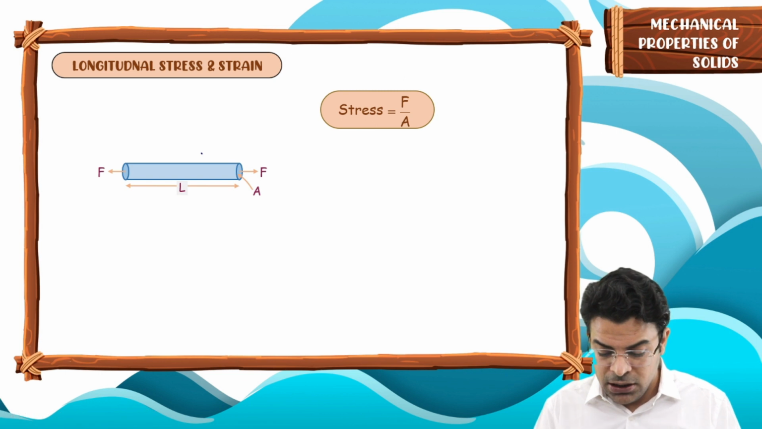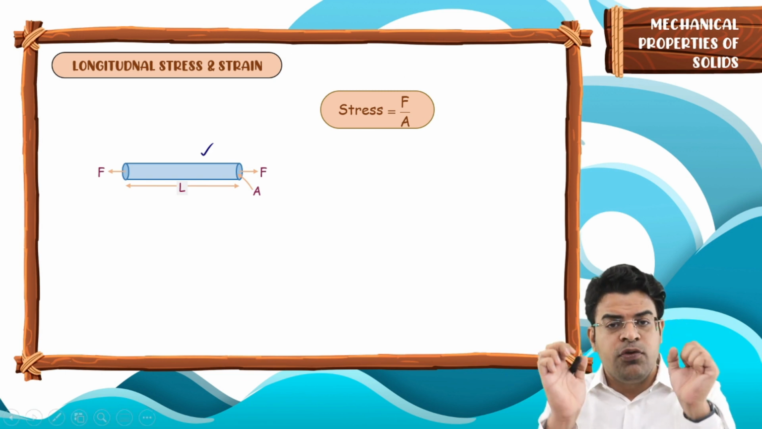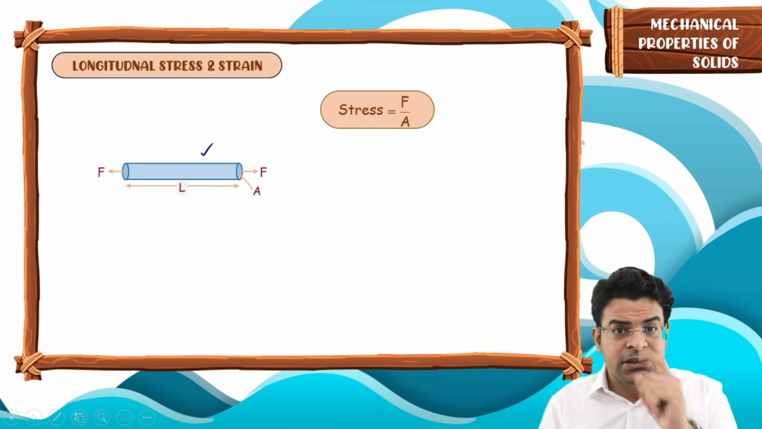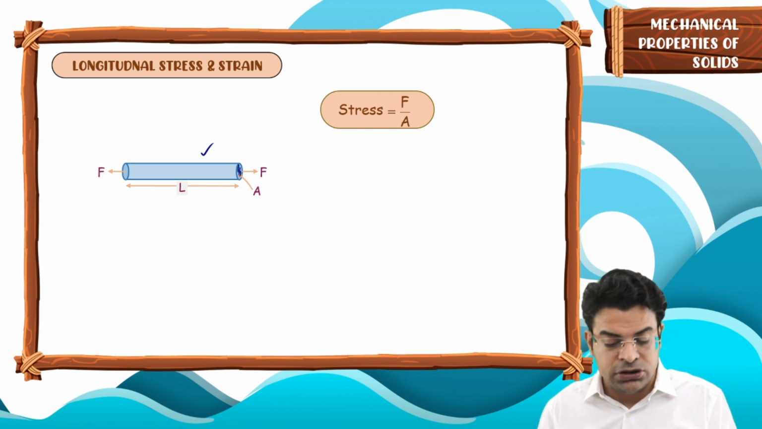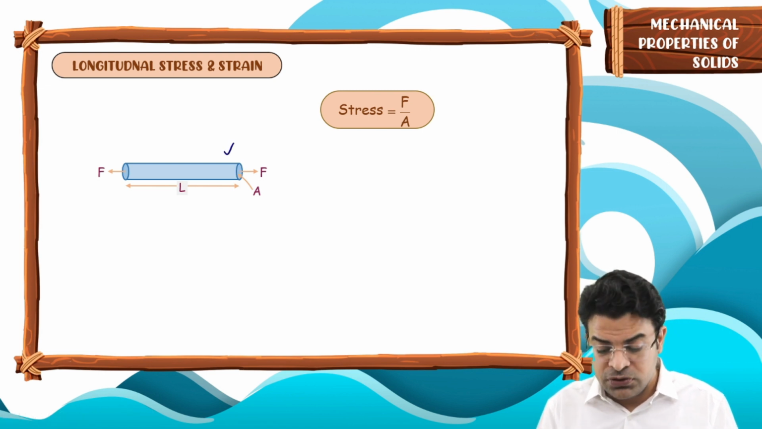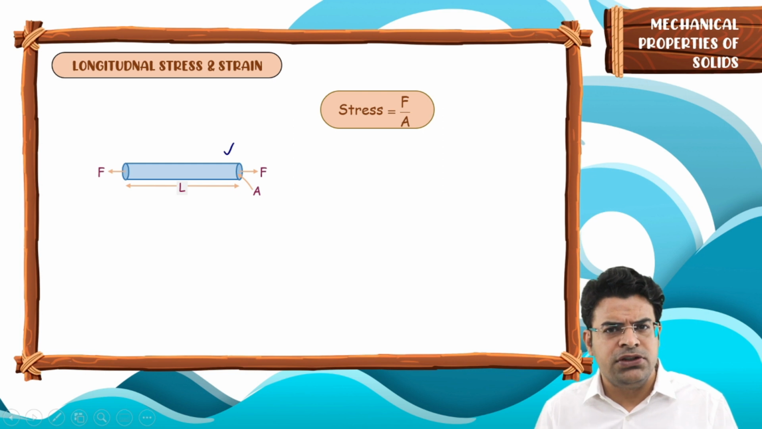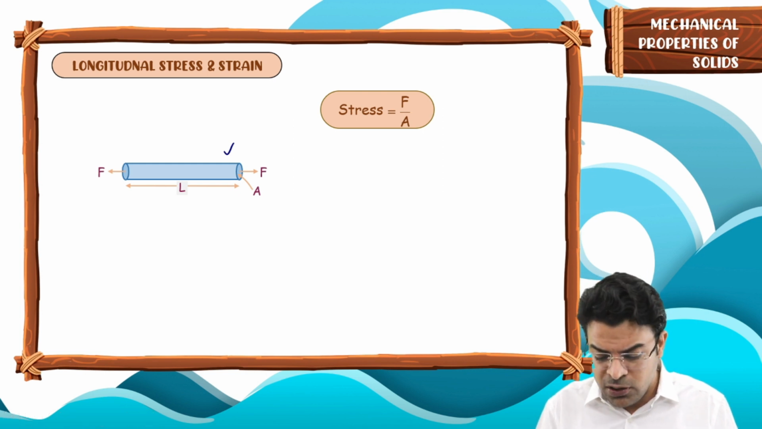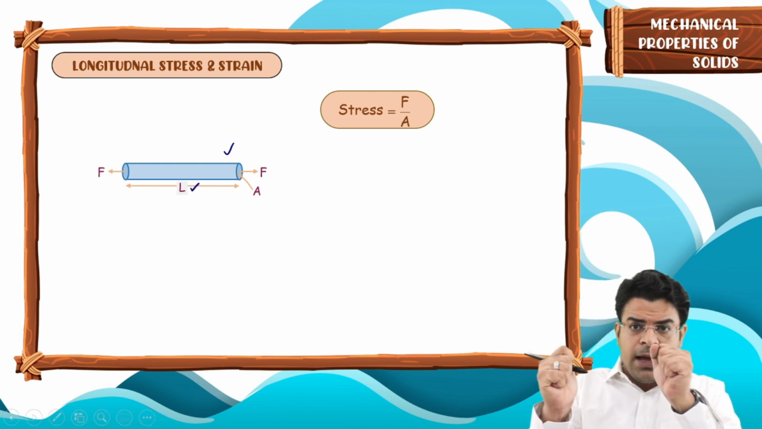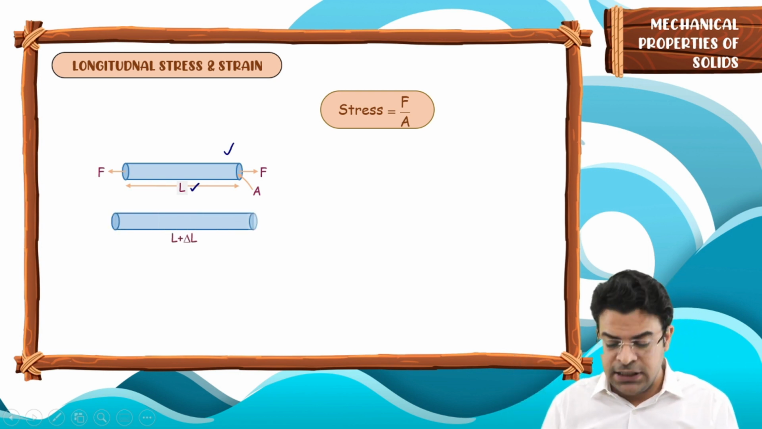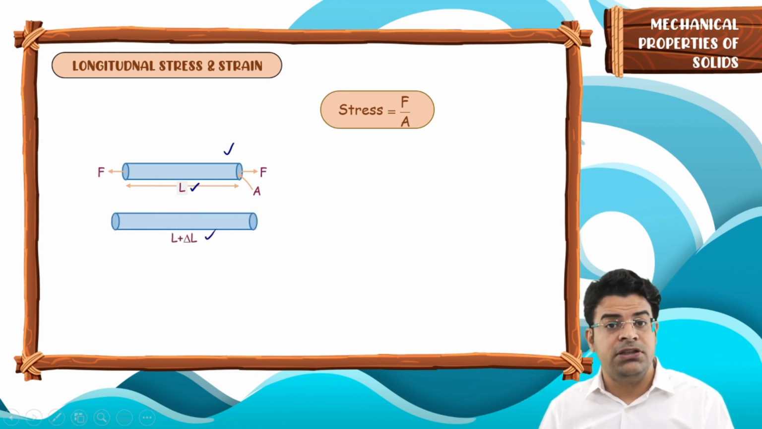So now here you have got an object and forces are applied at the two ends such that the forces are perpendicular to the cross-sectional area. Now this force tries to do what? So this force tries to increase the length. Okay, so if the original length is L, after application of force the length will increase, and let's say the length becomes L plus delta L.